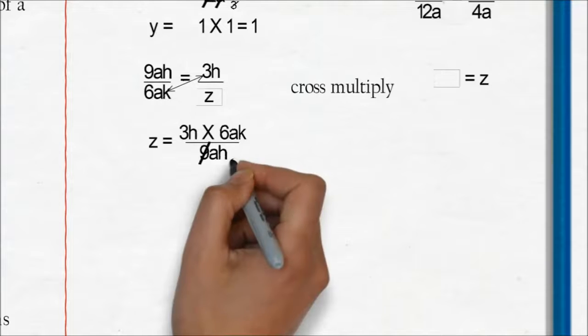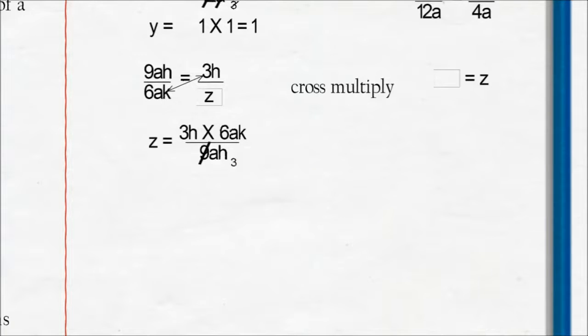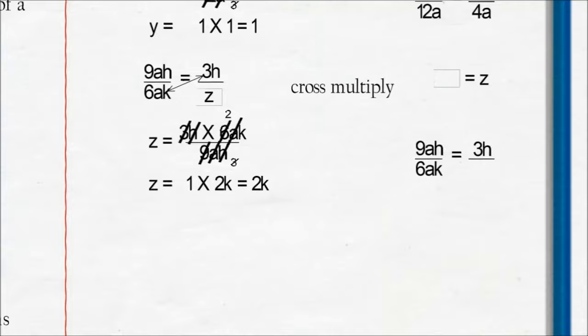Alright, 3 will divide 9, 3. 3 will divide 6, we have 2. 3 will divide 3 again, 1, and then 3 will divide 3 at the numerator, we have 1. So our remainder in this case is 1 multiplied by 2k. Therefore, z is equal to 2k. So there we have our equivalent fraction, 9ah over 6ak equal to 3h over 2k.